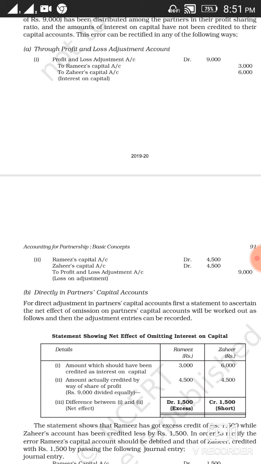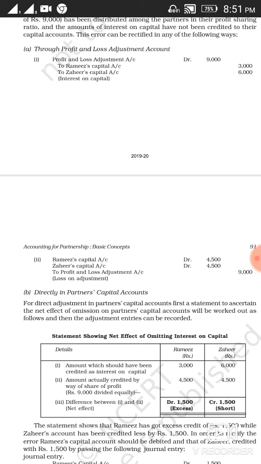As I've told you, interest on capital is to be credited to the partners' capital account. So this amount has to be given to the partners on their capital. This is the amount that has to be paid by the firm, or provided by the firm, on partners' capital. That's why it has been written as credited 3,000, 6,000. It means this is the amount that has to be paid by the firm to Ramesh as 3,000 and to Zahir as 6,000.